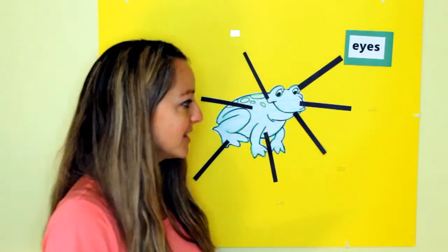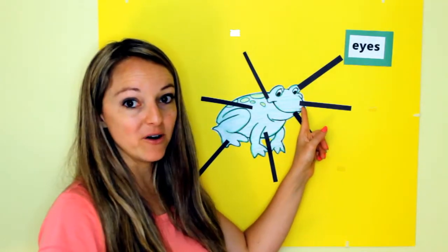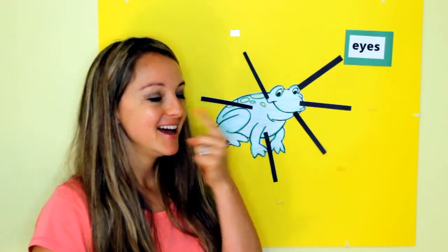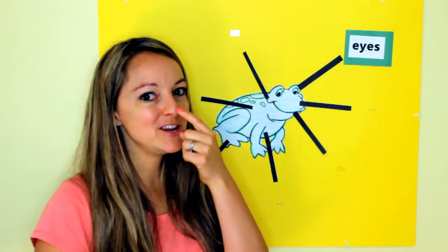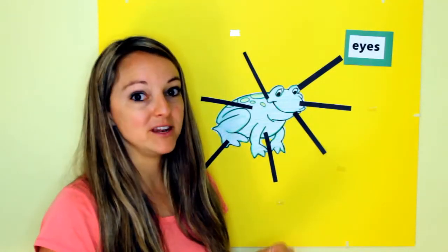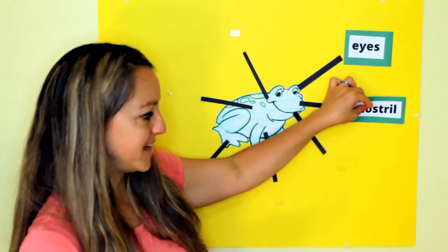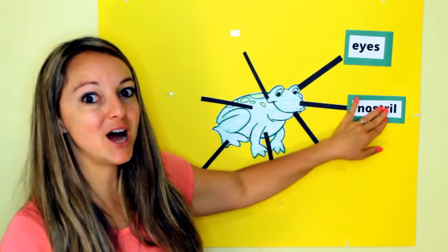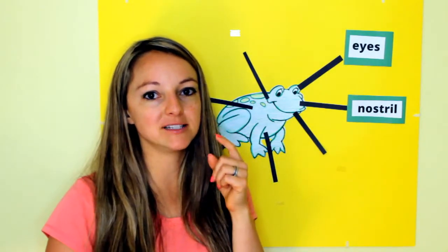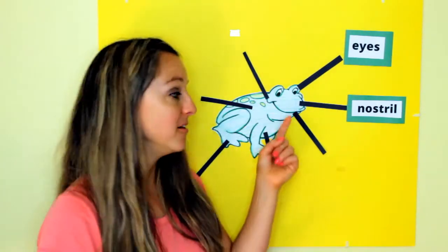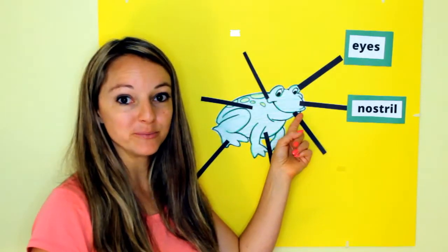Wow. The next one right here on this part of the head, I bet you can guess what that is. The nose or the nostrils. That's a new word for you, nostrils. The nostrils are the actual part that helps you to smell, and frogs have those too.